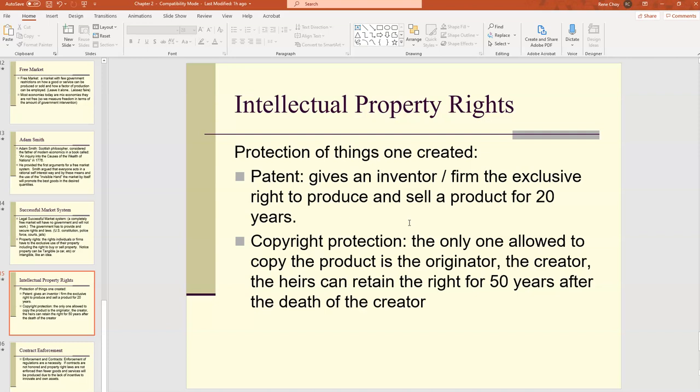Copyright protection is something that is given to somebody who created something, like a movie, for example. So copyright protection basically says that only the person who created it can copy the item that was created. So the creator is the only one that can copy it and sell it. Now you can sell your copyright to somebody for 50 years after the death of the creator, and that is the maximum amount that somebody can have a particular copyright protection.